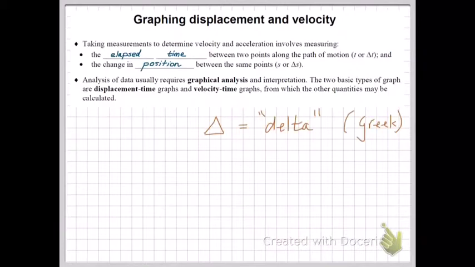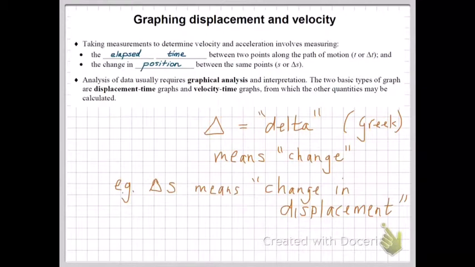I'm introducing a new symbol here. That small triangle is a delta, which is from the Greek alphabet, and it means change. So for example, the change in displacement is represented by delta S.